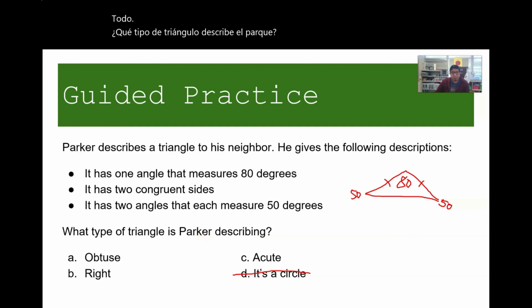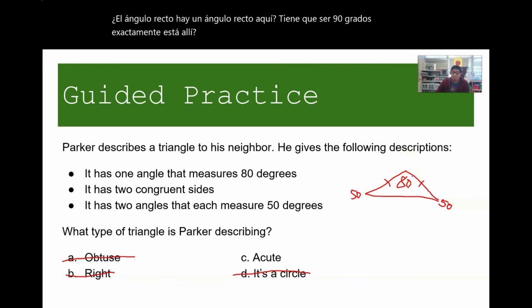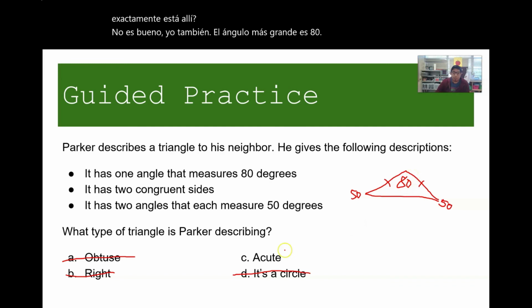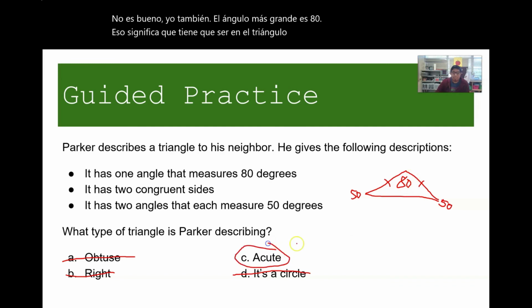Okay, what do we know? Well, let's look at the obtuse. Is there an obtuse angle in here? It has to be more than 90 degrees. Is there? No, correct. Right angle. Is there a right angle in here? It has to be exactly 90 degrees. Is there? No. Good. So my largest angle is 80. That means it has to be an acute triangle. Good job. Look at that.